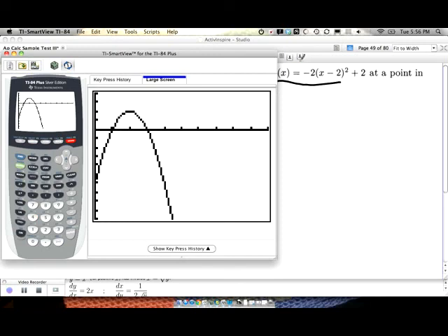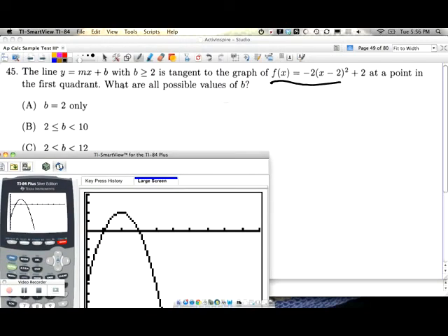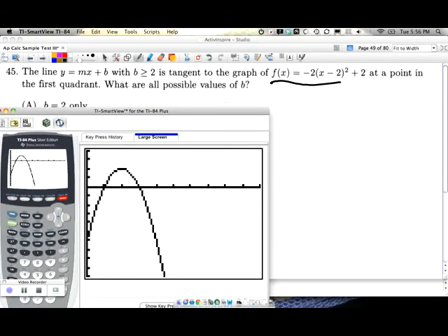All right. So here's the interesting thing. It's asking what are all possible values of b? B has to be greater than or equal to 2. That means that we have to have a y-intercept at 2 or higher in this range. And for us to be tangent, can we be tangent at 2? Oh, you betcha. Can we be tangent higher than 2? Yes, we can. In fact, I'm going to take a picture of this just so you guys can see what we're really looking for.